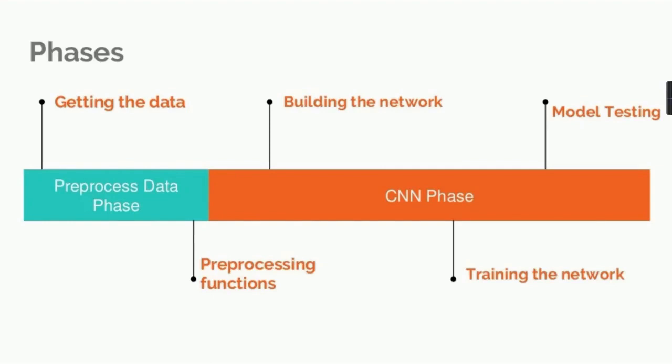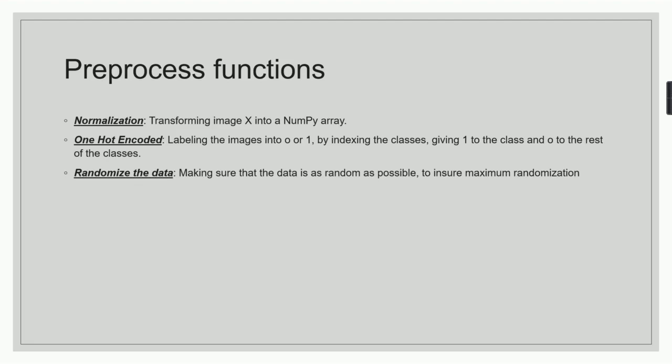The preprocessing data phase has two main functions, collecting the data and preprocessing the data. The CNN phase has three main functionalities, building the network, training the network, and testing the model. Preprocessing has mainly three steps: normalization, encoding, and randomizing the data. Normalization: transforming images into NumPy arrays. Generally, images are in matrix form. These images are then converted into an array. Encoding: labeling the images as 0 or 1 by indexing their classes. Randomize the data: here, we make the data as random as possible to ensure maximum randomization.